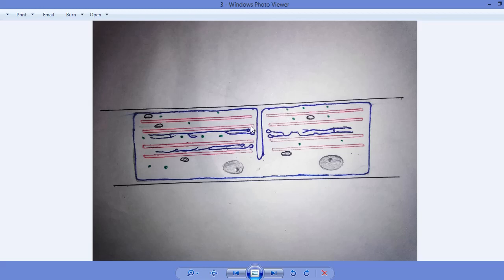But this part of the sarcoplasm is not in connection with the extracellular fluid. So this part of the sarcoplasm is provided close connection with the extracellular fluid with the help of the T tubule. So the T tubule provides a close connection of the extracellular fluid to each and every part of the cell. This is one function. Another function of the T tubule is to provide the action potential to each and every part of the cell.